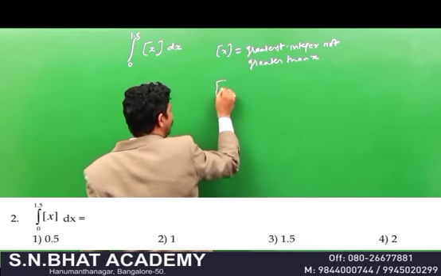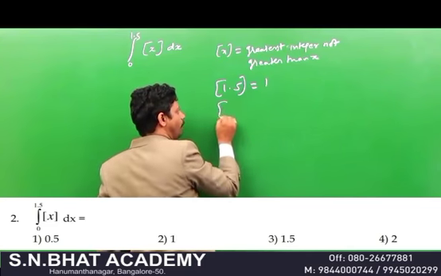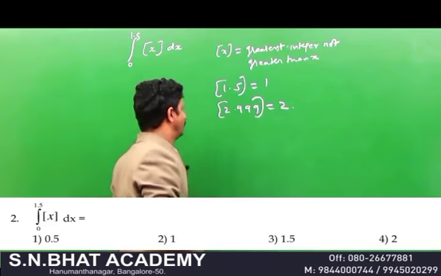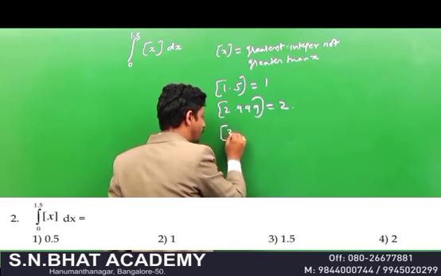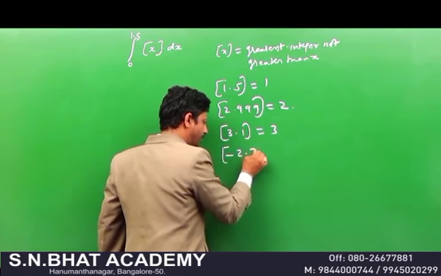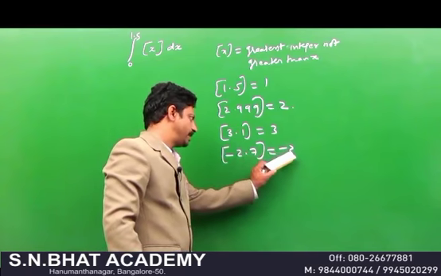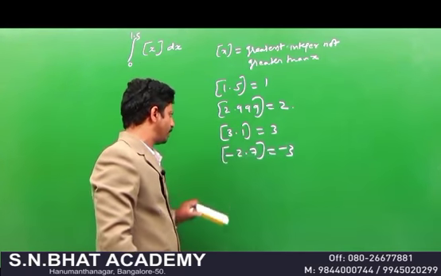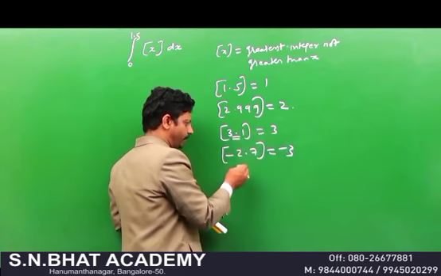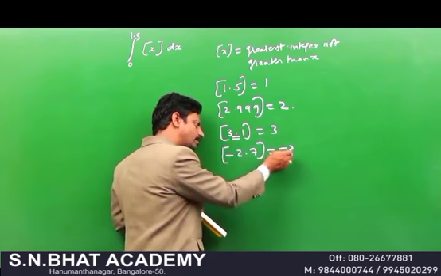For example, the value of this is 1. The value for 2.999 is 2. The greatest integer function of 3.1 is 3. The greatest integer function of minus 2.7 is minus 3. So we have to write the greatest integer which does not exceed the given number. For 3.1, the greatest integer which does not exceed 3.1 is 3. For minus 2.7, the greatest integer that does not exceed minus 2.7 is minus 3.